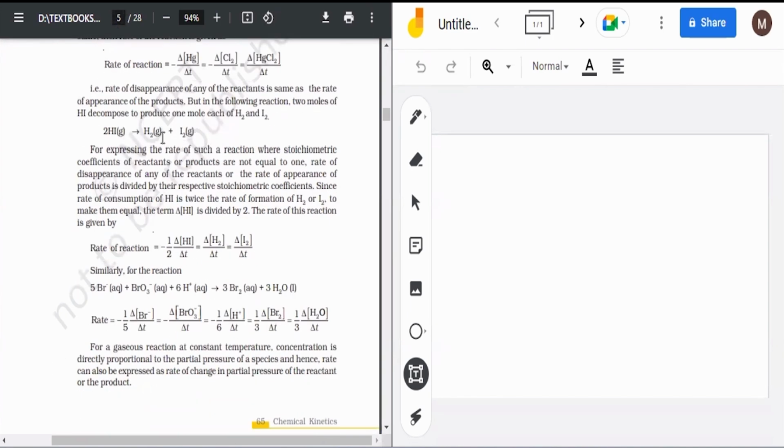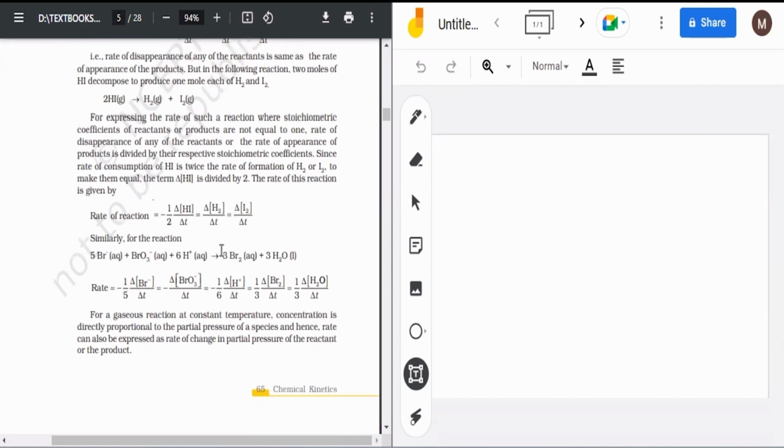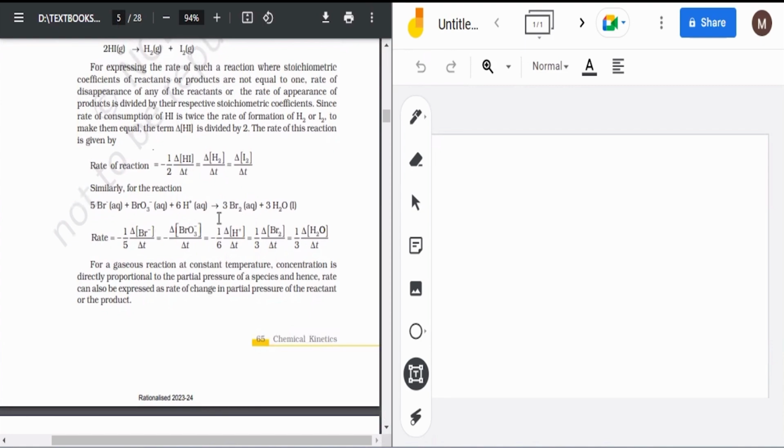So I hope you're understanding it. Remember one thing, this is addition. That doesn't mean that you have to add here. The rate of formation of H2 is equal to rate of formation of iodine. This thing you have to apply here. So don't forget it. Similar way we can do in this reaction.